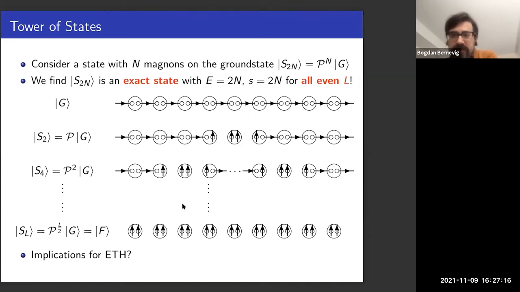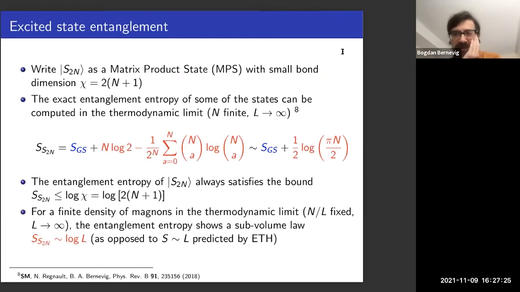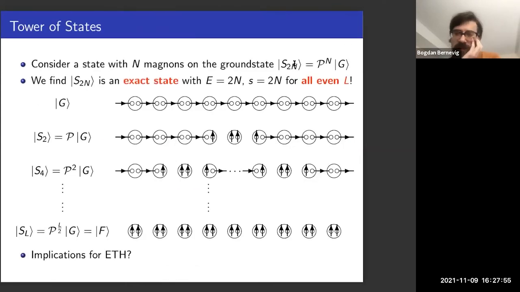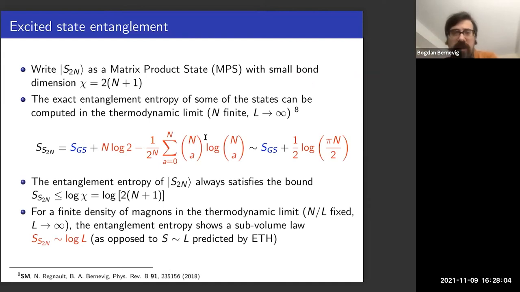So now, having the exact expressions, we ask, what are the implications for the eigenstate thermalization hypothesis? Well, the implications are immediate, because having these exact expressions and this very simple form of these states, you can immediately estimate their entanglement entropy. What you can do is write this S2n as a matrix product state with a small bond dimension, where this n is the number of times you apply this operator P. Basically you can write this operator P as a matrix product operator. The fact that it's a sum of local operators that you apply n times gives you a matrix product state with a small bond dimension. You can find exactly an upper bound on the bond dimension, and this bond dimension is 2 times n+1, okay?